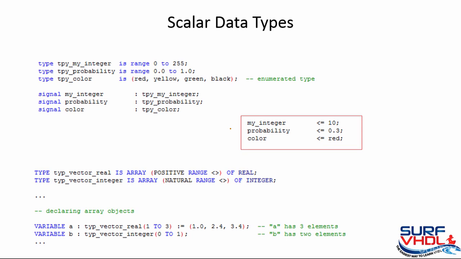You can define a type as an unconstrained array. That means that you can define the boundary during the variable or signal declaration. Here, tpy vector real is an unconstrained array where the boundaries are positive. Tpy vector integer is an array whose boundaries are positive, including 0. During the variable definition, you must define the array boundary. This is the boundary definition.